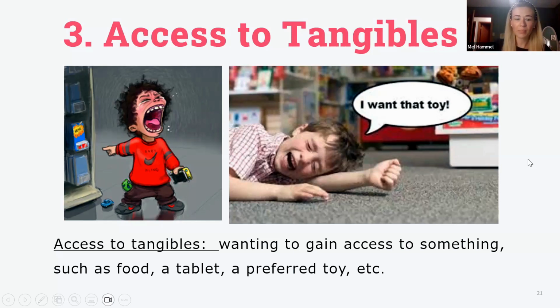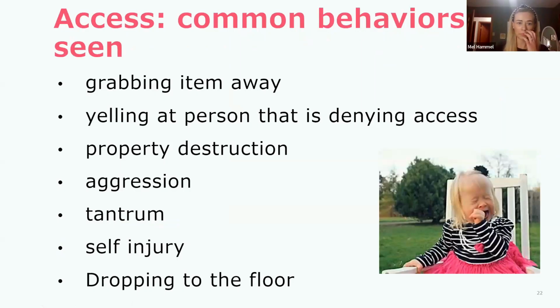Okay, so the next function of behavior is access to tangibles. That's wanting to gain access to something such as a food, a tablet, a preferred toy, going to the park, something like that. I talked about this last week, we all engage in these same functions of behavior. So maybe we want ice cream, we want access to that preferred food item, or we want access to a favorite TV show or a vacation. We engage in our own access-maintained behaviors as well.